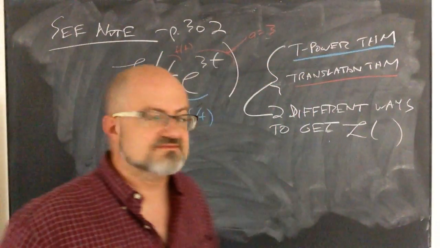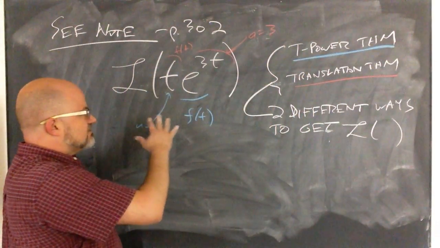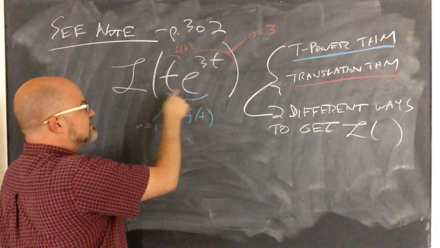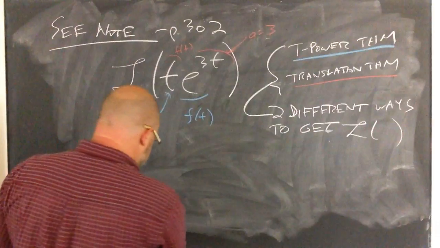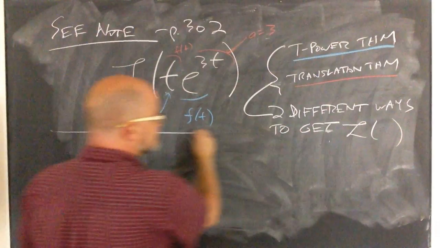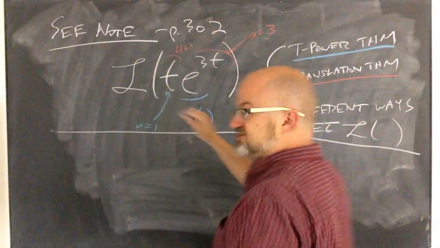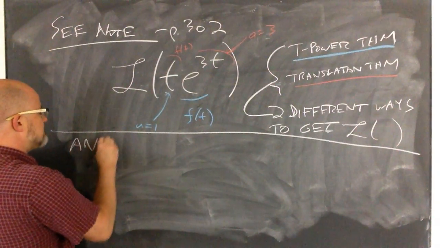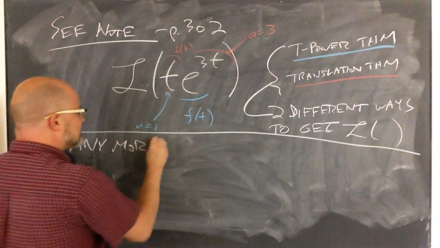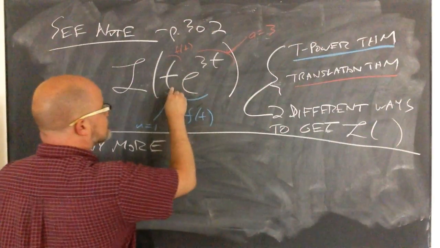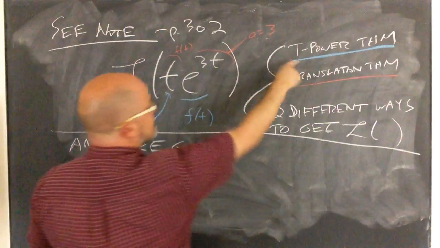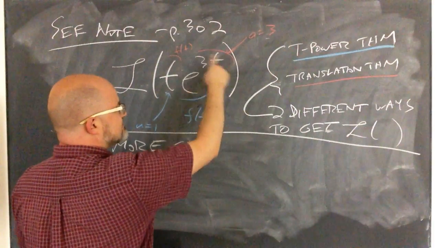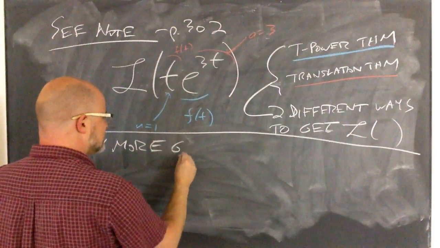All right. So this leads into the next question. It's one function times another function. We're interpreting them in two different ways. Is there anything more general? Are there any results that are more general? So I'm drawing a line. This is a new topic. Any more general results. This is for t. This is a t-power theorem. That's with t to the n. The shifting theorem, or the translation theorem, is with the exponential of at.